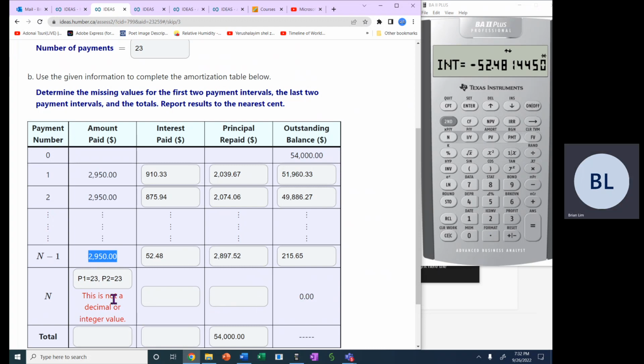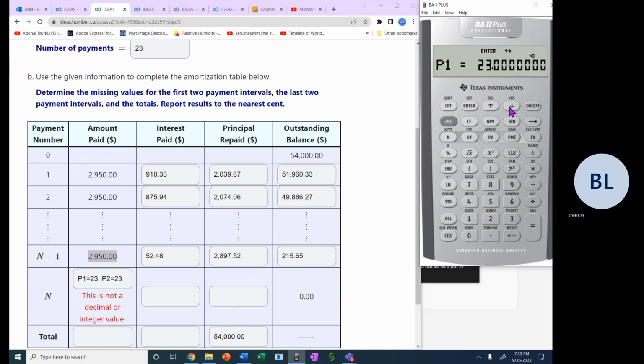Okay, so now we have to get to this last payment. Now, how do we do it? That is what we need to find out. So let's put in 23 for P1 and likewise 23 for P2. Correct. Now, the balance, as you see, it turns out to be negative 2,730.72 if we round that. All right. Now, that indeed is an overpayment.